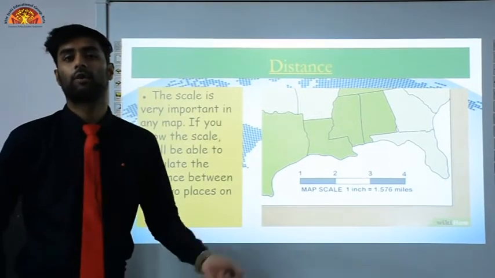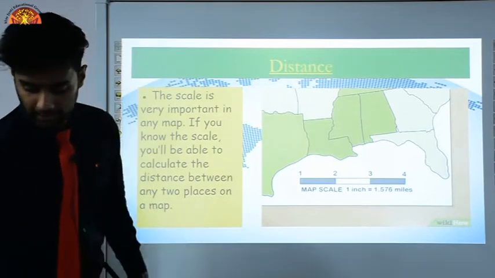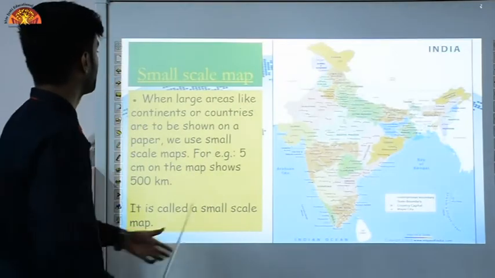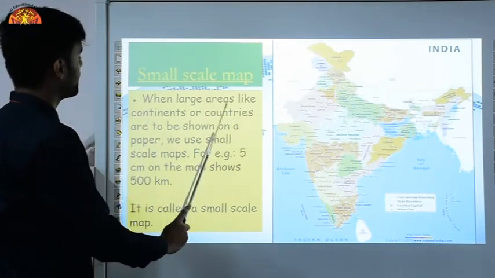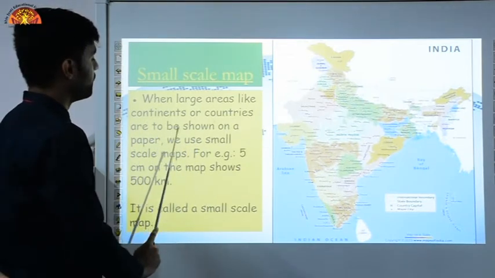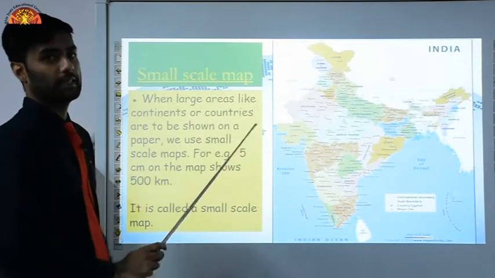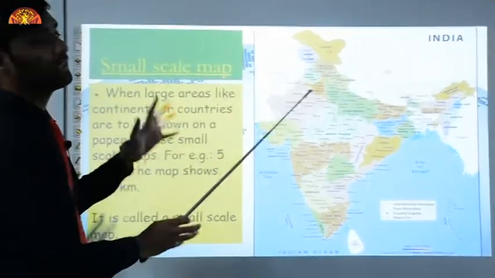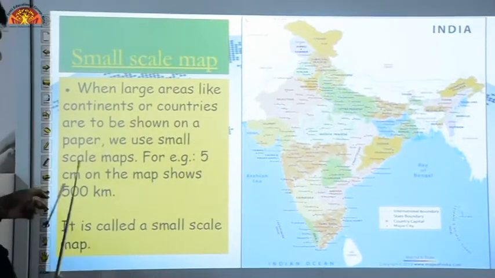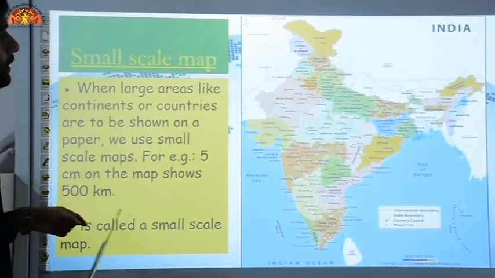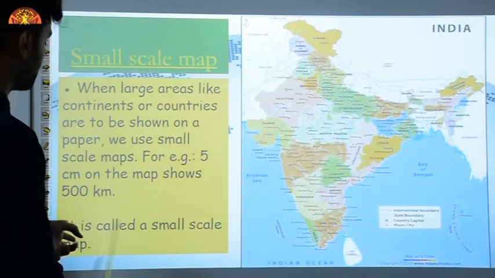Now we'll learn about small scale maps and large scale maps. What are they? Look on your screen. Small scale map. When large areas like continents or countries are to be shown on paper, we use small scale maps. Suppose we are showing a large area on a small piece of paper, then we use a small scale map. For example, 5 centimeters on the map will show 500 kilometers. It is called a small scale map.